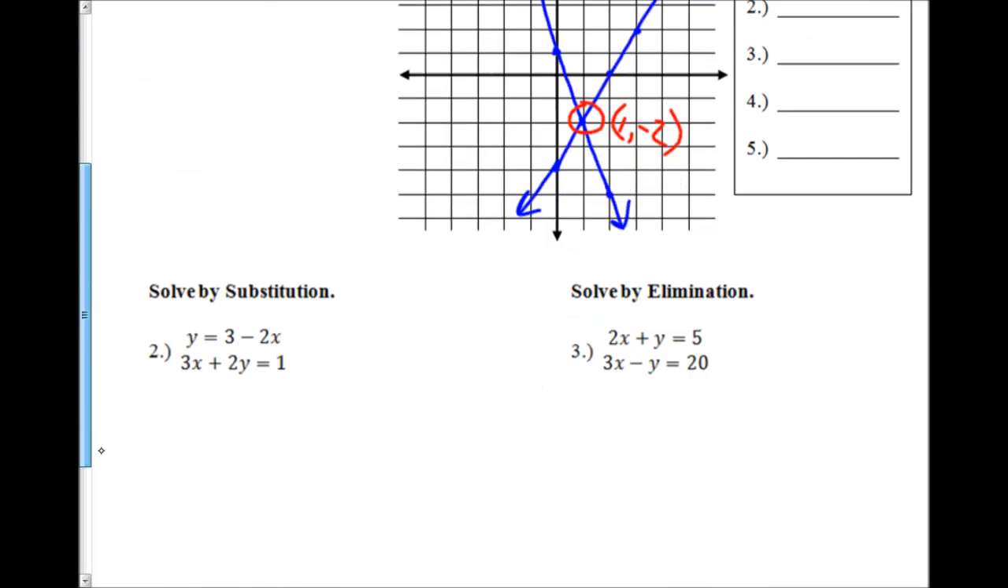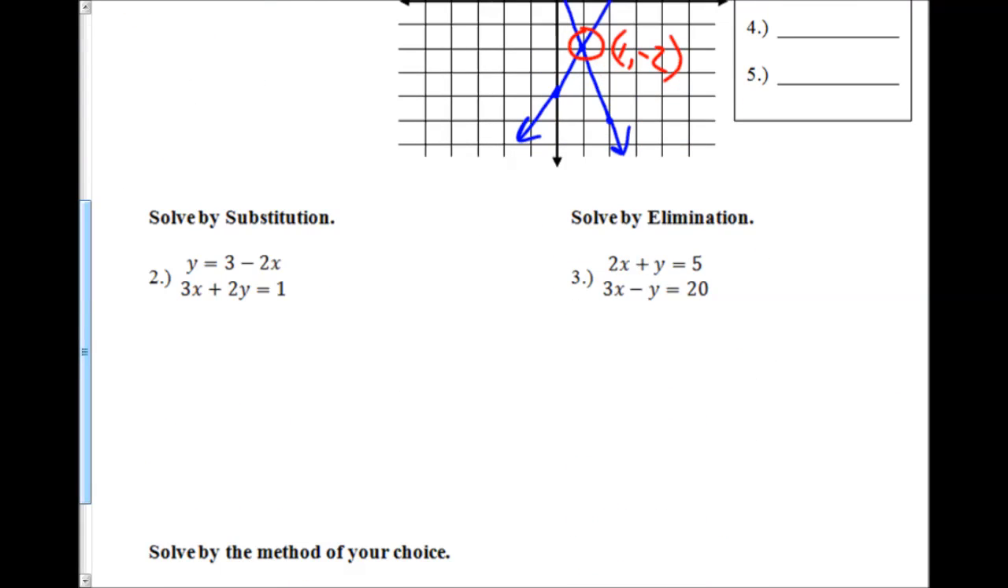Taking a look at the next one, it asks us to solve this by substitution. And really, this is set up nicely for substitution. It's already telling us that y equals this whole thing right here. So I'm going to plug that in for y in my second equation. My second equation was 3x + 2y = 1. But instead of y, I'm going to plug in what y is equal to, which is 3 - 2x. Now I'm just going to simplify this and solve for x. So I distribute the 2. I end up with 3x + 6 - 4x = 1.